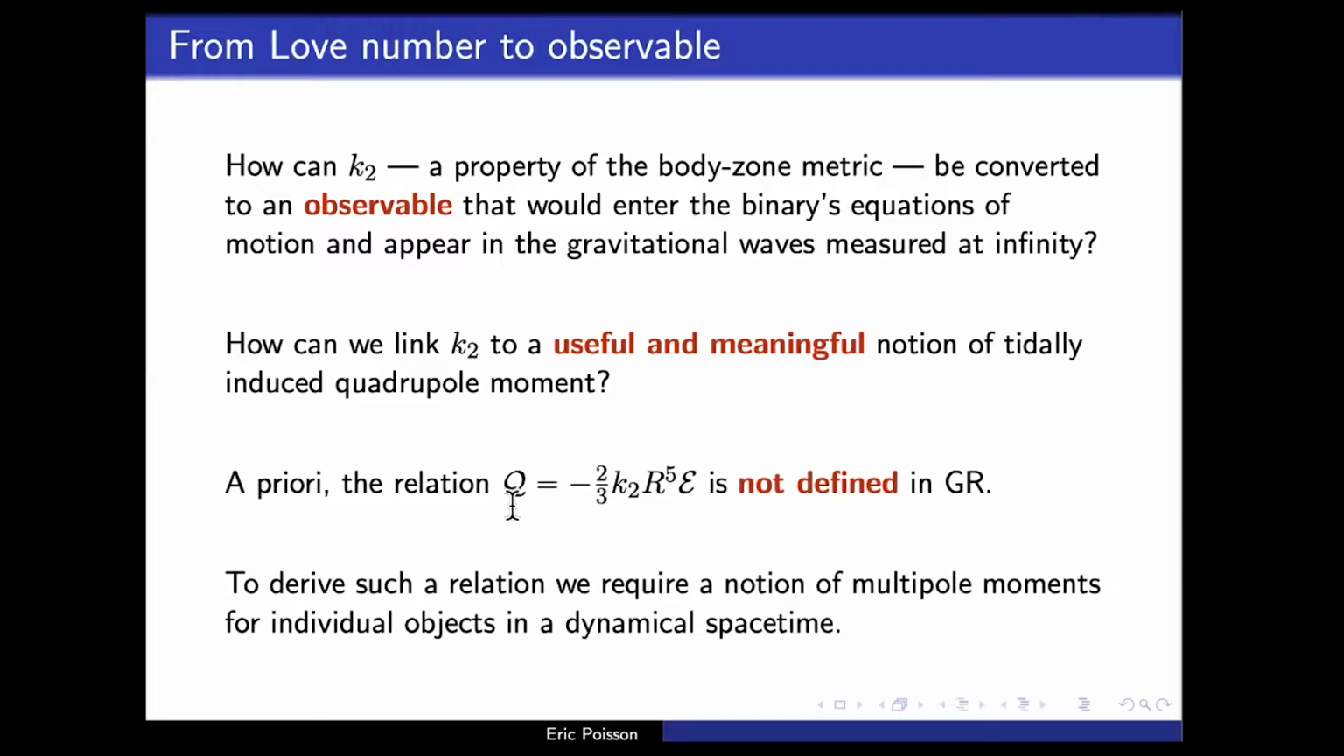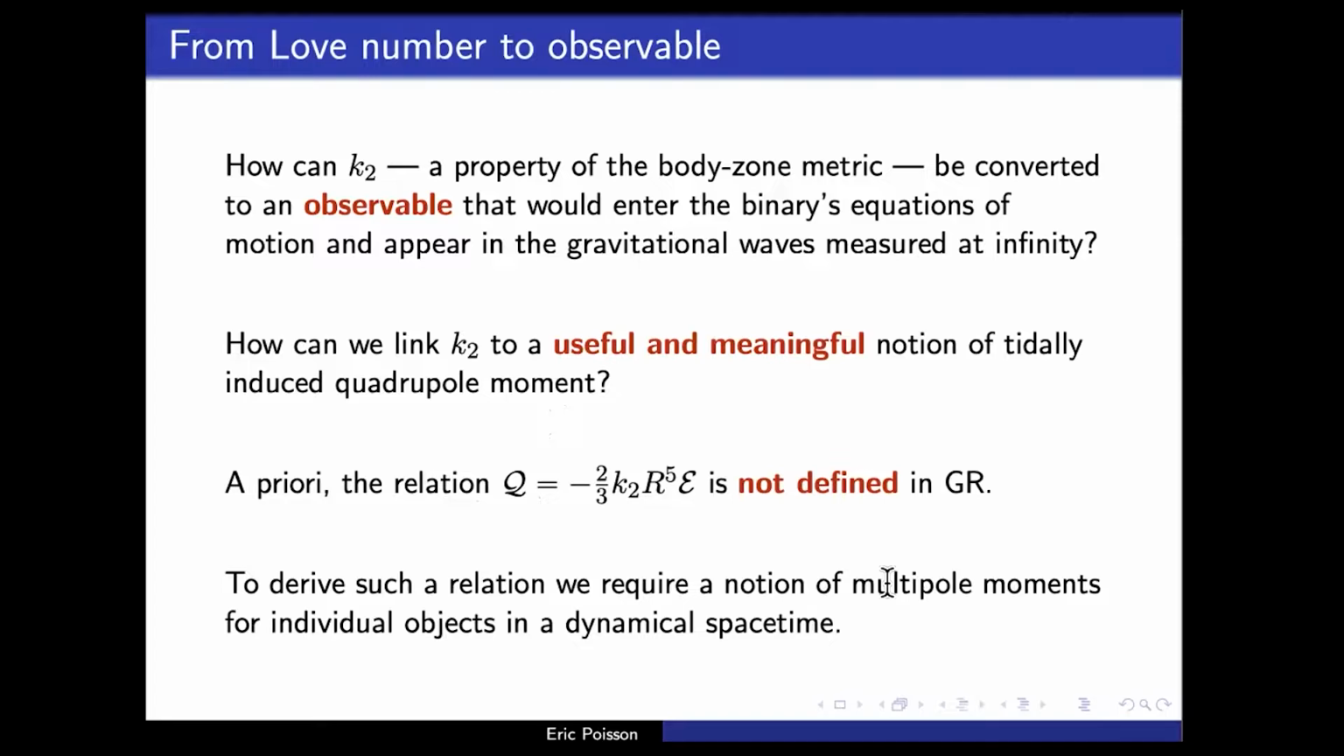There's no GR intrinsic definition for these things. These are the things that would show up in equations of motion. These are the things that would show up in a waveform model. But before you can put them there, you have to define them. You have to give them a definition that's appropriate and rooted in GR. And I claim that until recently, this was not done. It was taken for granted. It was not done properly. The key thing is that we need a notion of multipole moments for individual objects in a dynamical space-time.